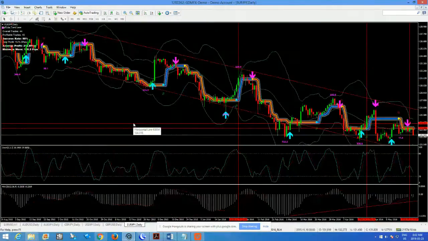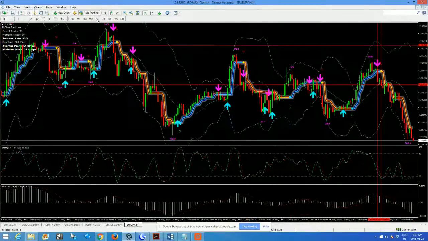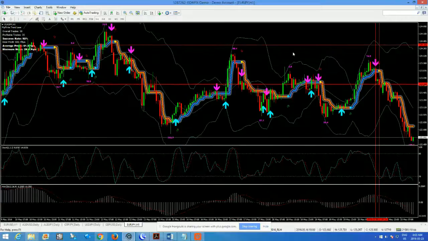Let's have a look at the euro yen. So from a daily point of view, let's have a look at H1, and it's moved down significantly. There was a short right here, and it's moved down significantly because this was at the top of the trading range. There was a pink arrow here and a yellow dot there, so this would have been the short trade.